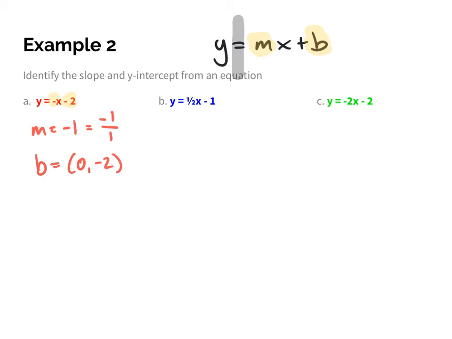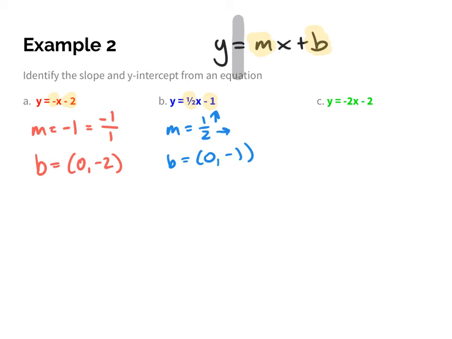For the next one, same idea here. The number in front of x is my slope. The number by itself is the y-intercept. So in this case, I'm going to have a slope of 1 over 2, which means up 1, right 2. And then my y-intercept is going to be negative 1, which again is 0, negative 1, the point where x is 0 and my y value.